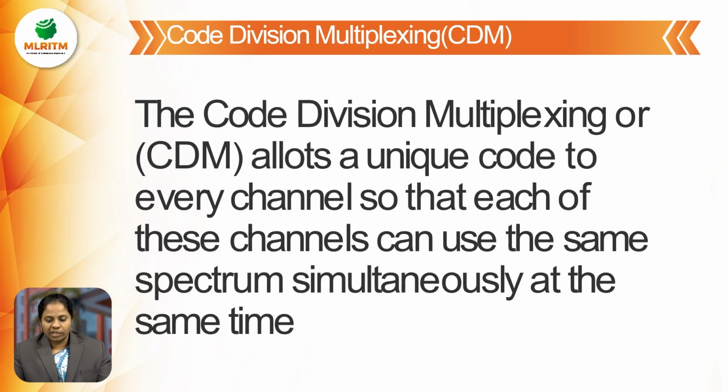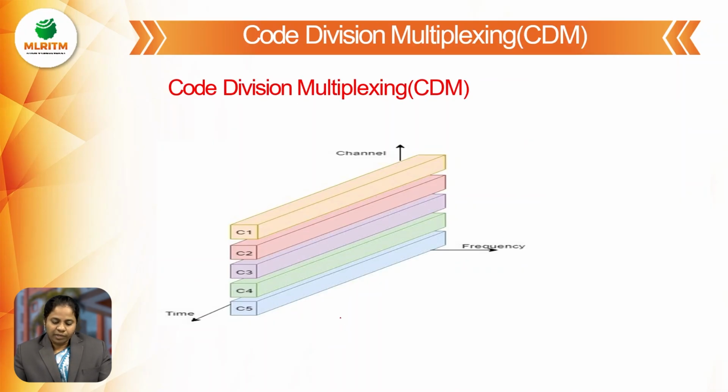Next, code division multiplexing. Code division multiplexing, or CDM, allots a unique code to every channel so that each of these channels can use the same spectrum simultaneously at the same time. Here we use a unique code, and with this unique code, every channel can use the same spectrum at the same time. Here we can see that the channels are divided based on the codes.